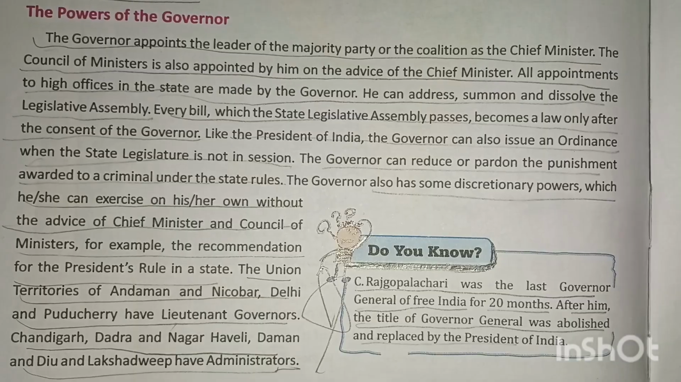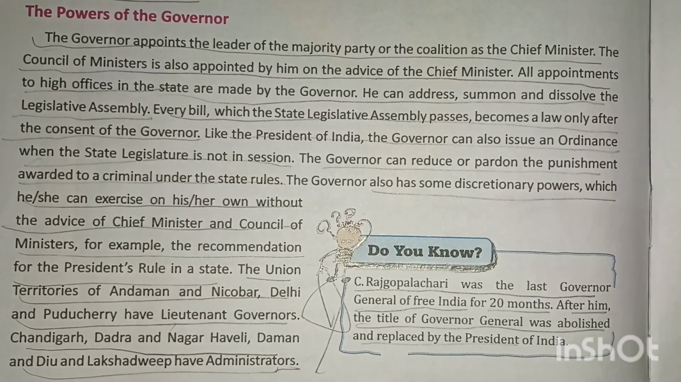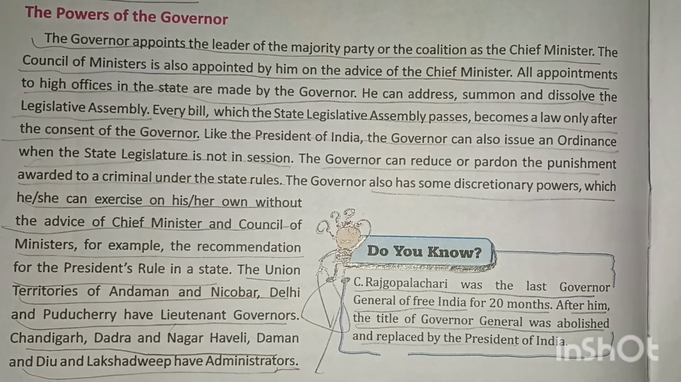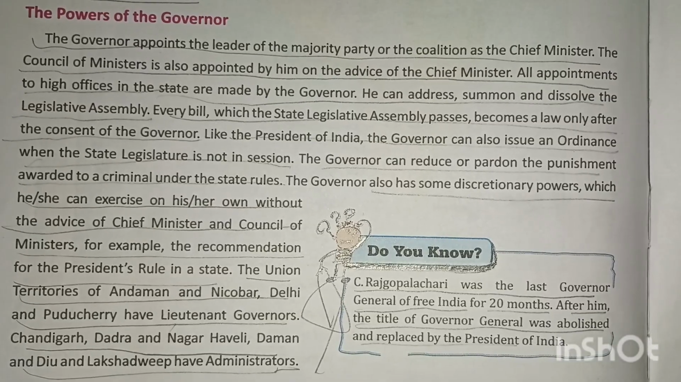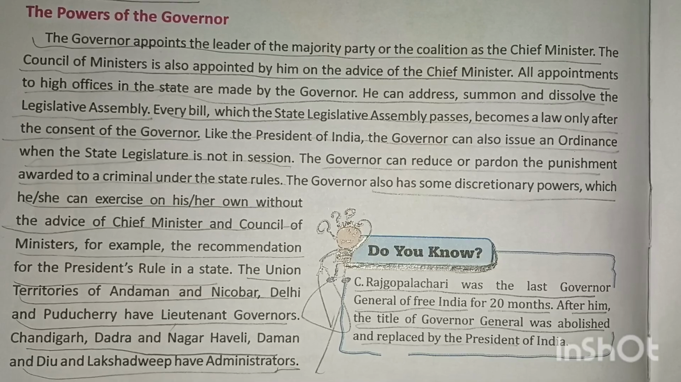The governor appoints the leader of the majority party or the coalition as the chief minister. The council of ministers is also appointed by him on the advice of the chief minister. Also, appointments to high offices in the state are made by the governor. He can summon, prorogue and dissolve the legislative assembly. Every bill which the state legislative assembly passes becomes law after the consent of the governor.